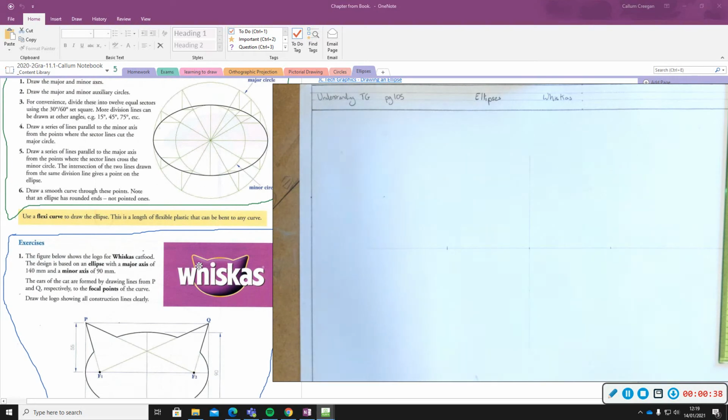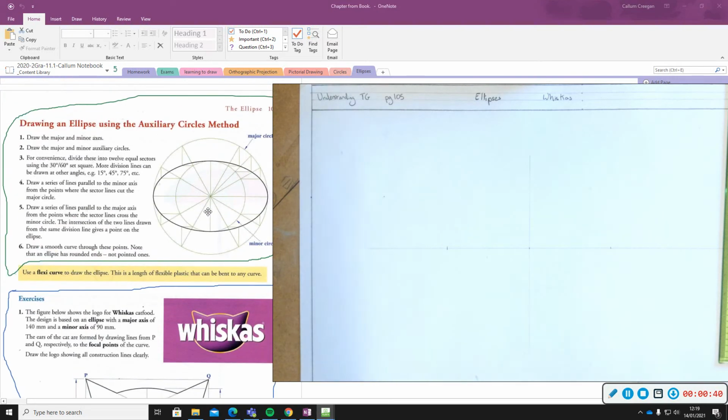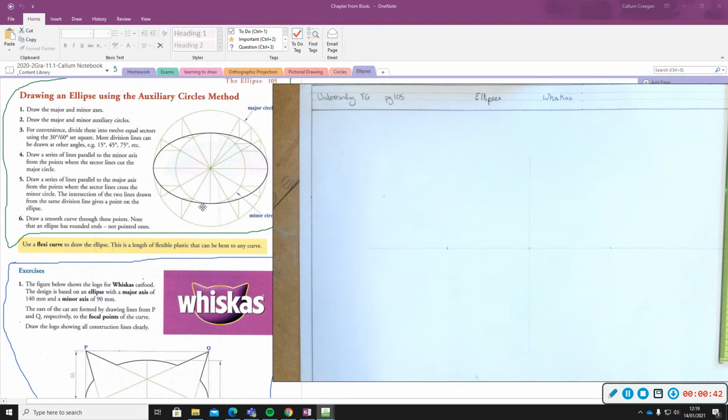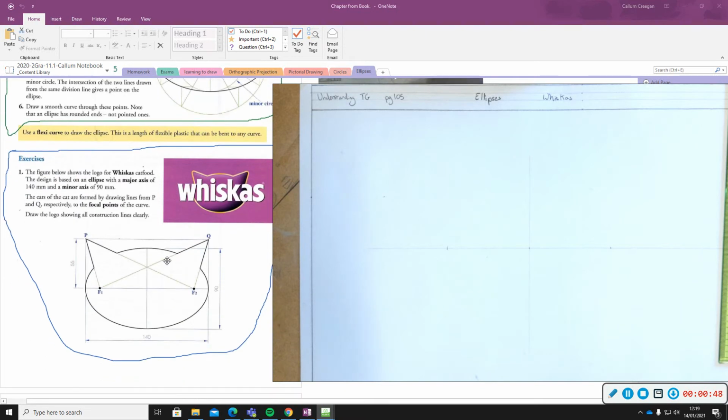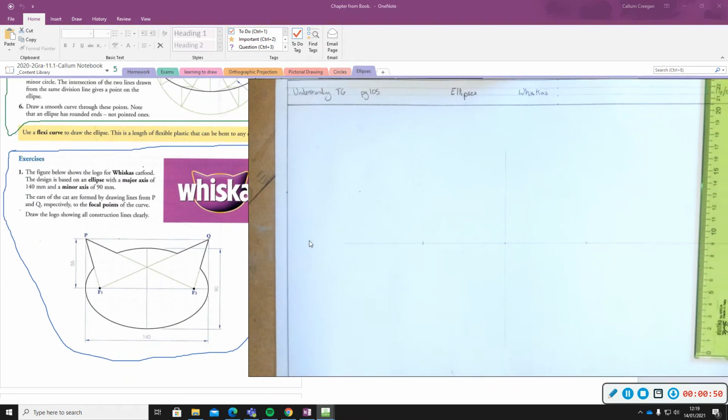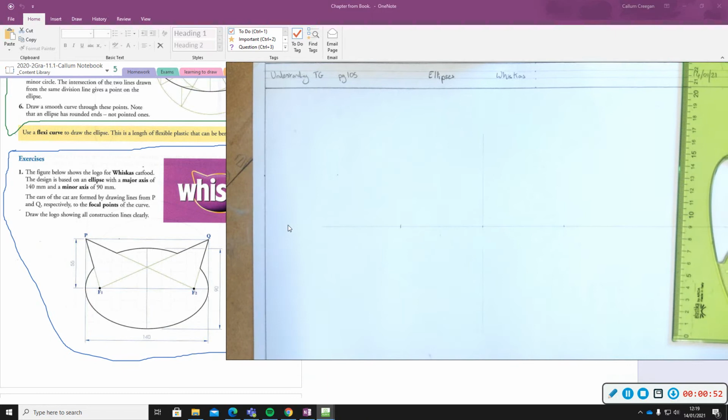So we'll be doing the auxiliary circles method, because there are a couple of different ways to make up an ellipse at the moment, and my favourite way is the auxiliary circles method. So I'm going to do the whiskers question with the auxiliary circle method.